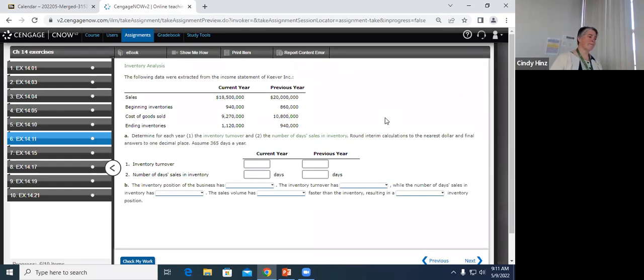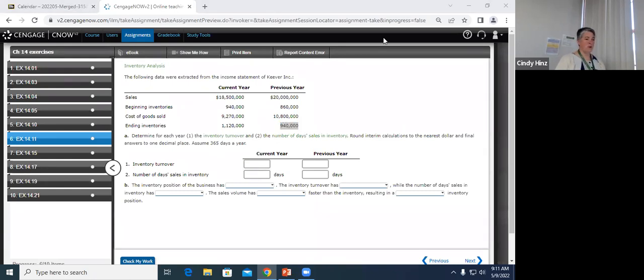So the following data were extracted from the income statement of Keever Incorporated. And so we're given sales. Again, that would come from the income statement. We have their beginning inventory and their ending inventory. You'll notice that the ending inventory from the previous year is the same as the beginning inventory for the current year. Of course, that's always going to be the case. And then we have their cost of goods sold.